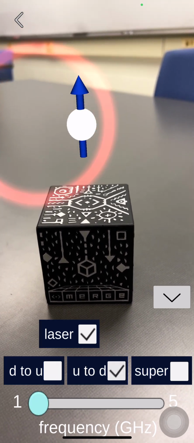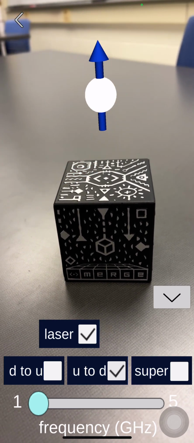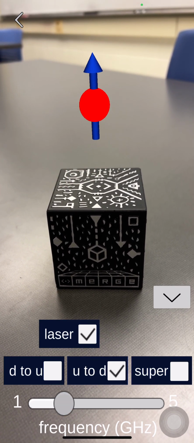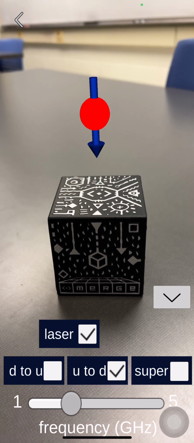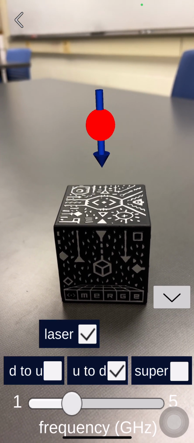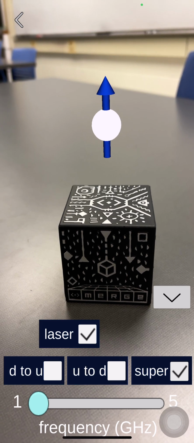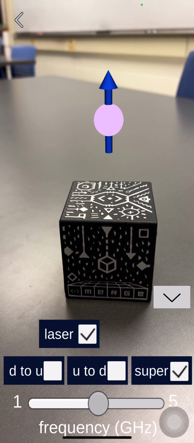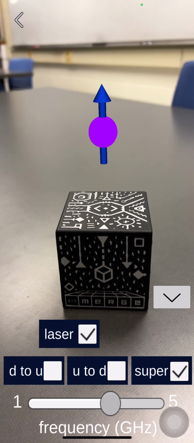We can switch and try out a lower energy. So this is the up to down state, and you can see we're in the up state. We're getting close. We're getting red to match, and we're in the up state, and then we just went to the down state. And then for superposition, we need to find where the right energy is. And so we can see, oh, it's starting to turn purple. So we must be close.